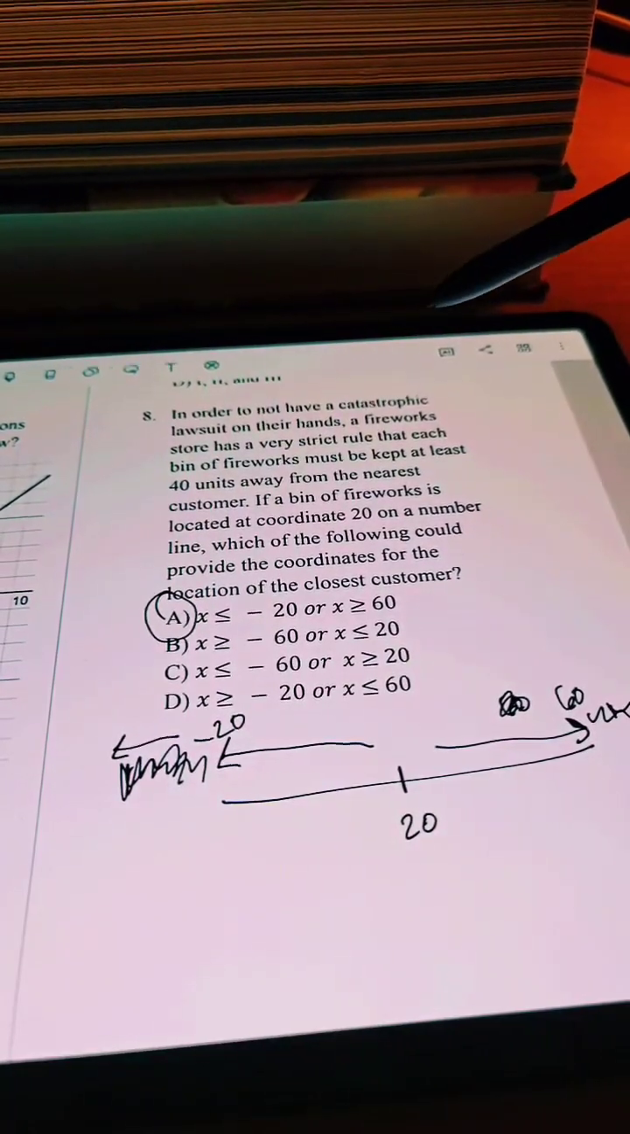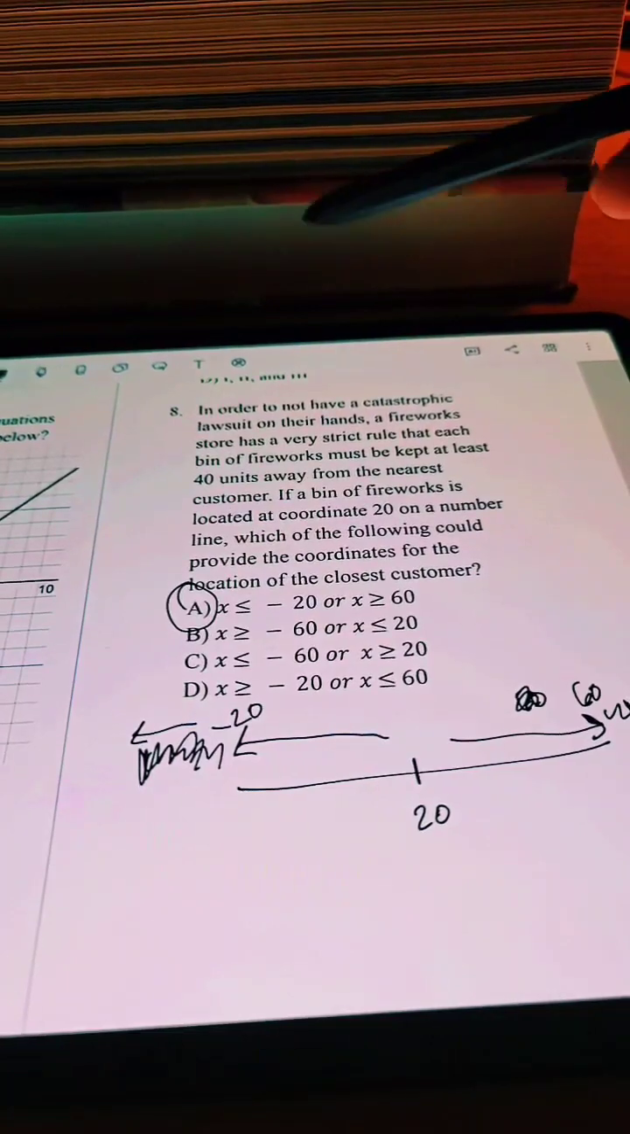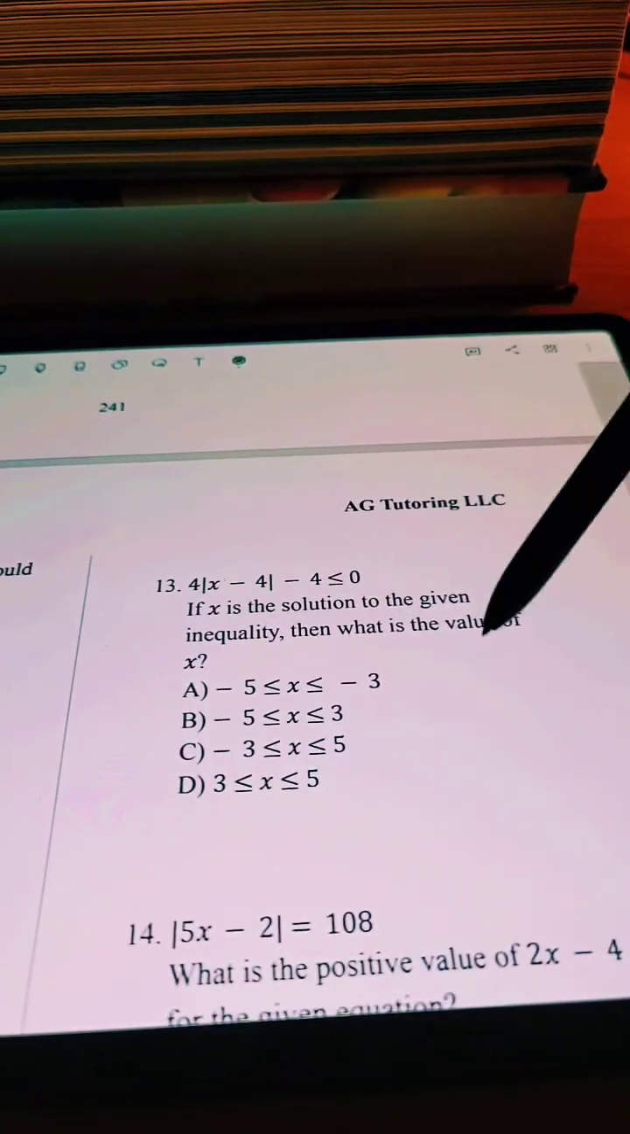The arrow reminds me of a firework. Point of view, I got a 790 on the math section. Good job. Okay, let's go to, let me get water again.